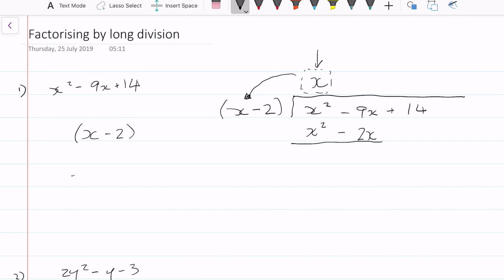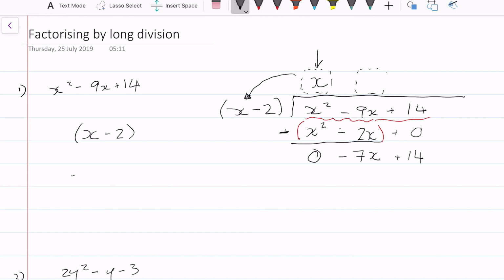Then what we do is we subtract this bottom term from this top term. So we get x squared minus x squared is equal to 0, and then minus 9x minus minus 2x is equal to minus 7x, and then plus 14, so we have an invisible plus 0, minus 14 is just plus 14. Then we move on to the next invisible box that we have.